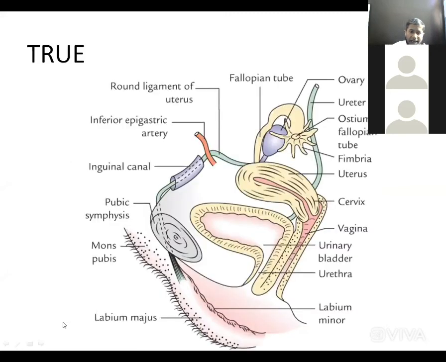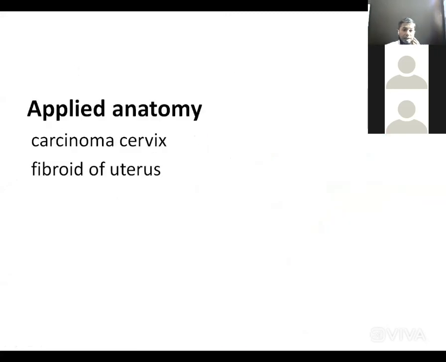And the last point is the applied anatomy. Carcinoma of the cervix is the second most common carcinoma in females. The first is carcinoma of the breast. The malignant condition of the uterus is carcinoma of the cervix, the second most common carcinoma in the female. And fibroid of the uterus is a very common thing in the community. It is a benign tumor of the uterus, of the soft smooth muscle of the uterus.